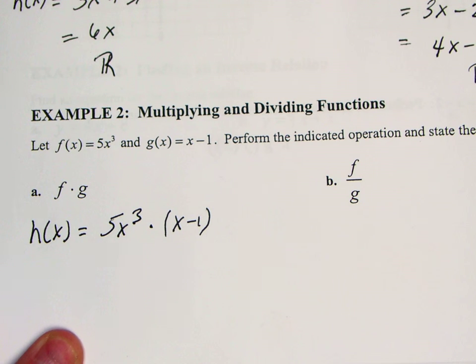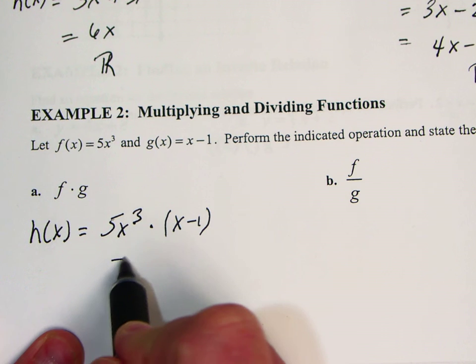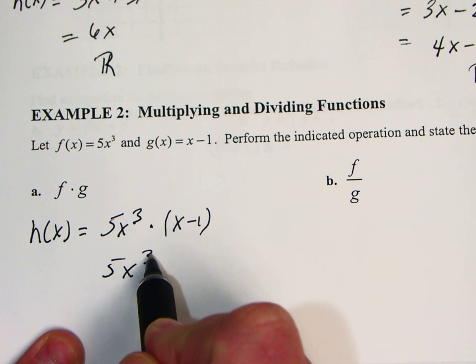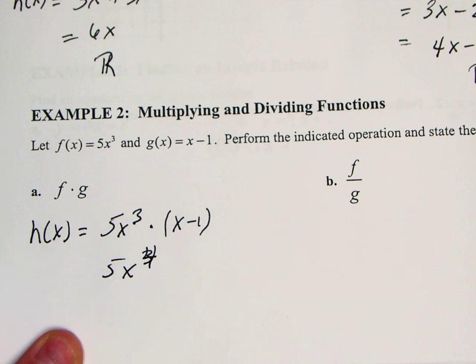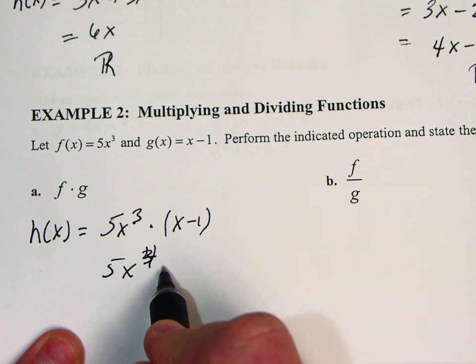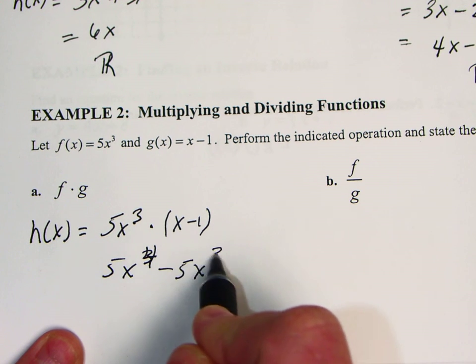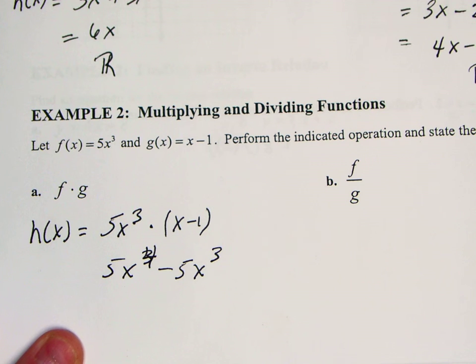So we're going to have to distribute the 5x to the third to both, so that gives us 5x to the fourth, right, because x to the third times x is x to the fourth. And that's going to be minus 5x to the third.